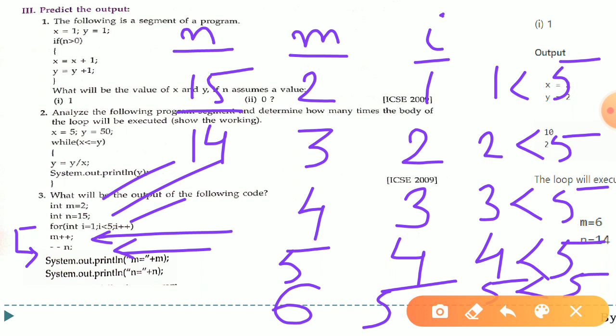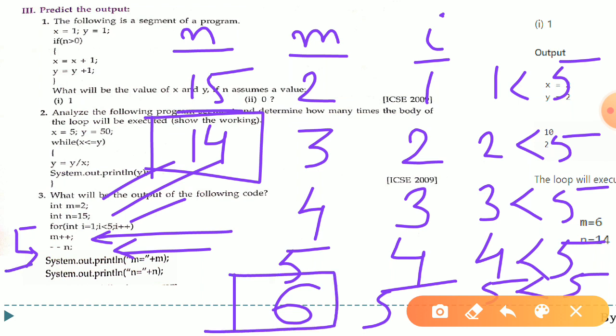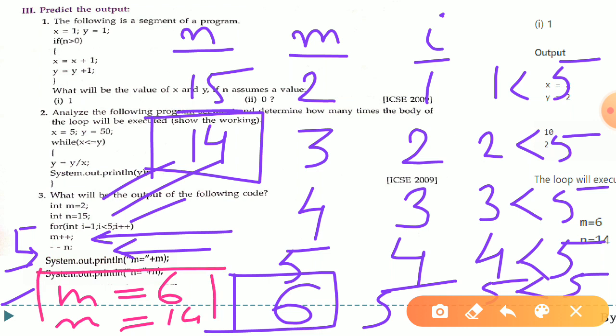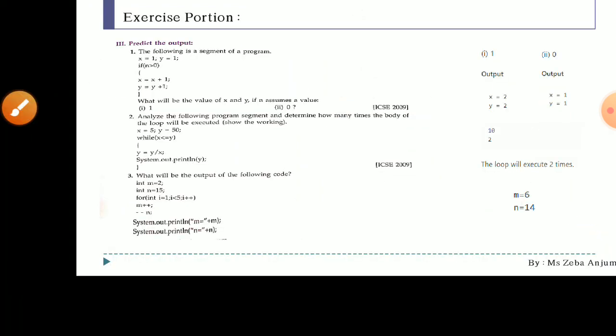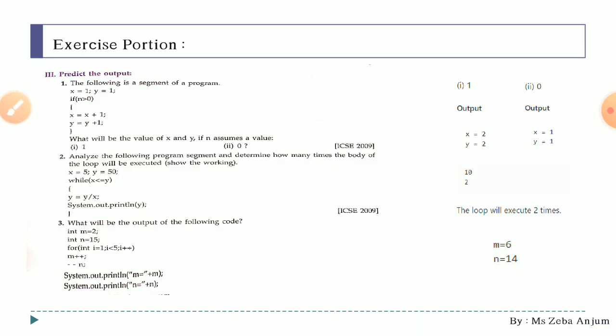After all this execution, the final value of n is 14, the final value of m is 6. Now these lines will be evaluated. System.out.println, you are getting the output as m equals 6, and in the next line n equals 14. I hope the answer is clear. So this is the output that you are going to get: m equals 6 and n equals 14.